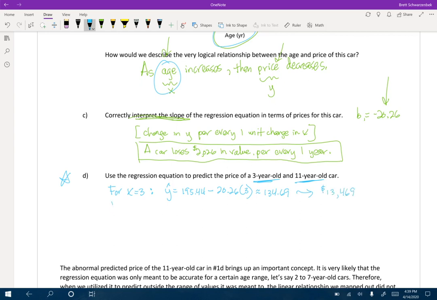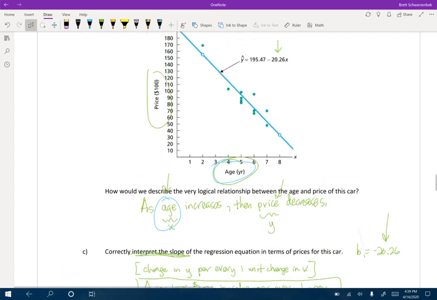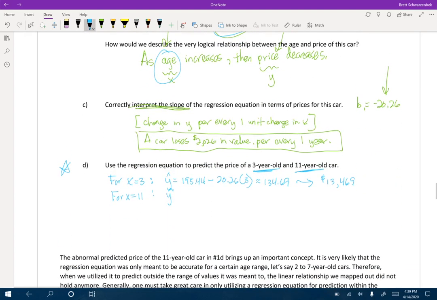For x equals 11, we would do the same thing. We would take the same regression equation. Remember this one, this is a 7, by the way, not a 4. 195.47. Right? We would do minus 20.26 times 11. And we're going to get approximately negative 27.39. Okay, so this is a very interesting one, right? If we interpret that, we're basically going to get negative $2,739.